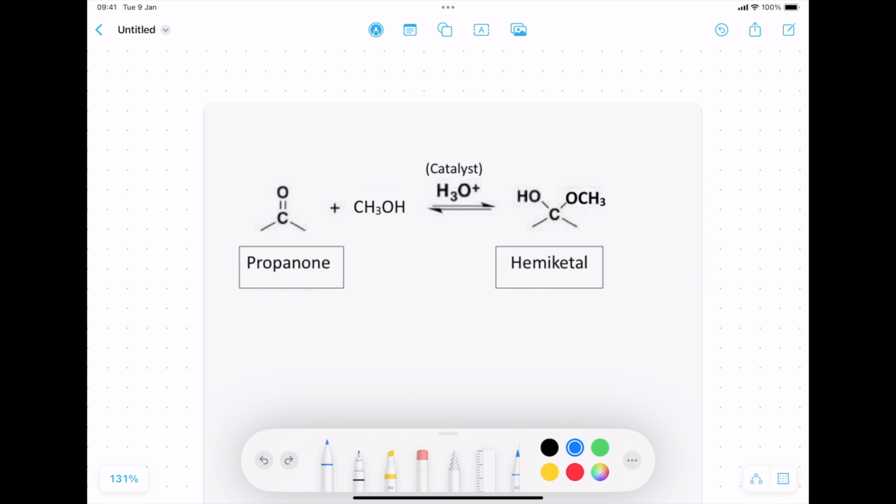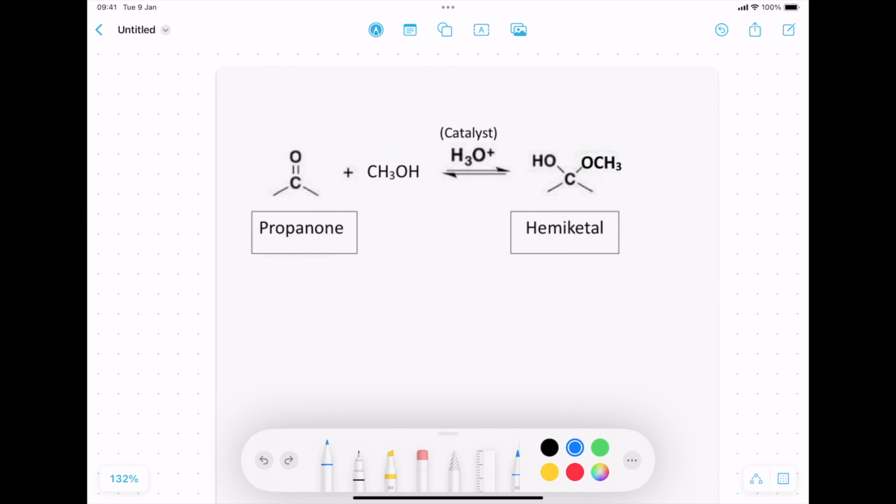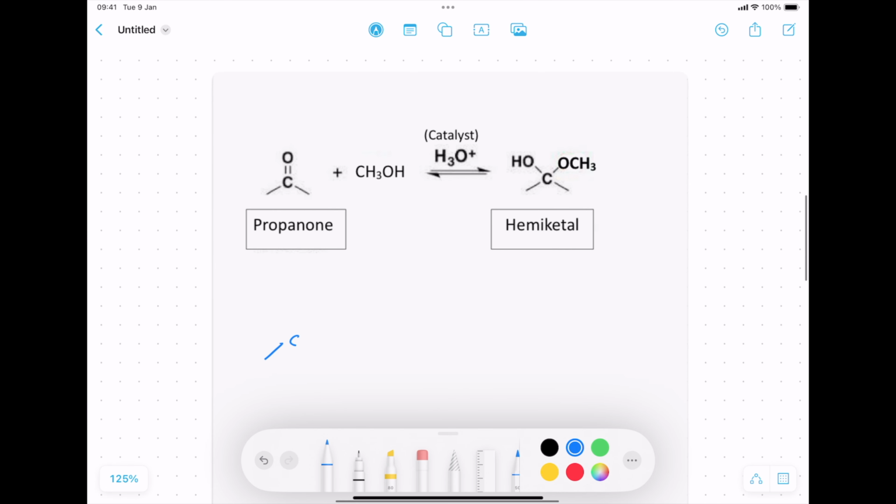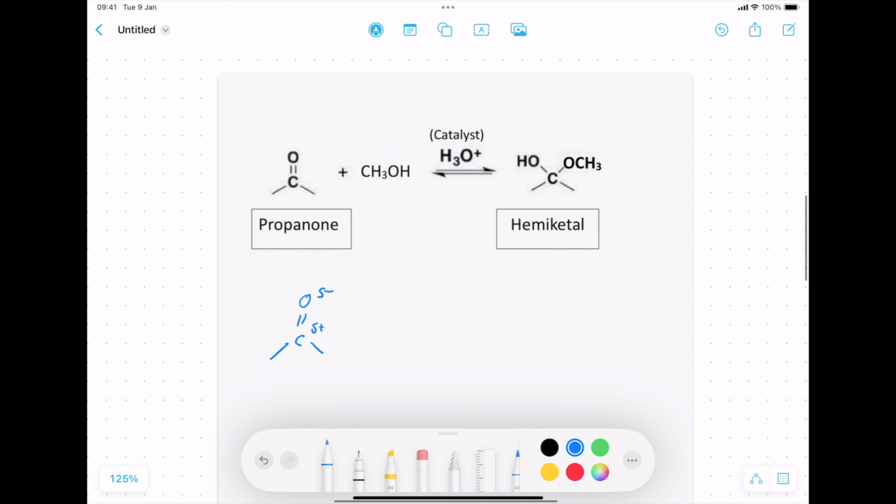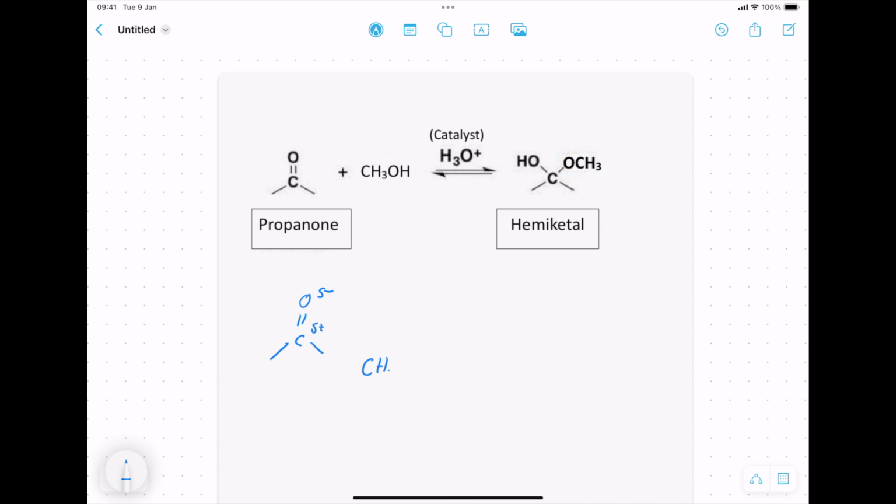So as with any other mechanism, the first thing we need to do is put on all relevant dipoles and charges so we can see what is going to attack where. So delta positive, delta negative on the carbonyl, and then CH3OH, where the lone pair will be on the oxygen. So this is the nucleophile. Remember, the definition of a nucleophile is a species with a negative charge, or a lone pair of electrons, which is attracted to electrophiles. Okay, so that's what the dipoles would look like.